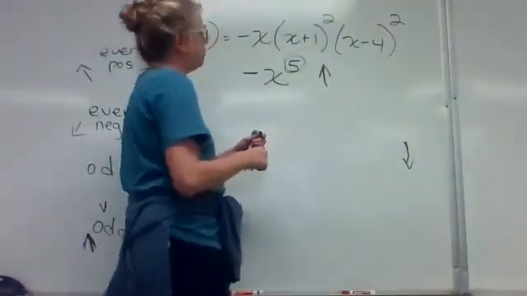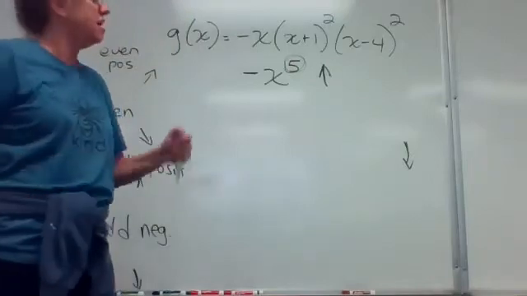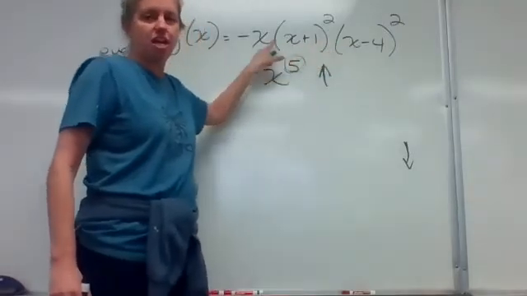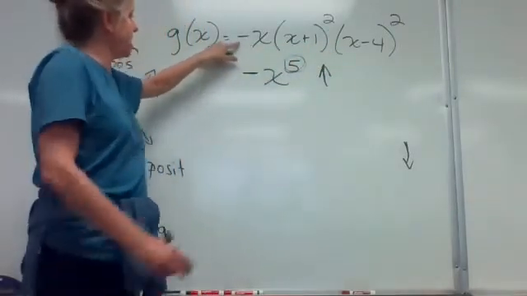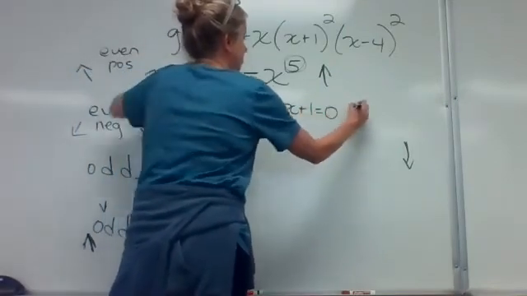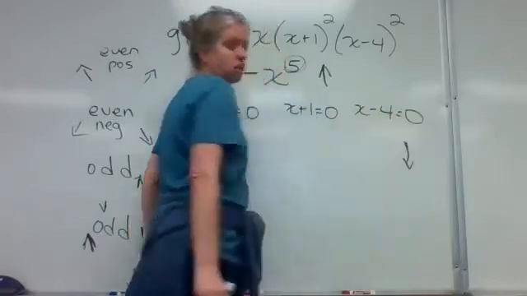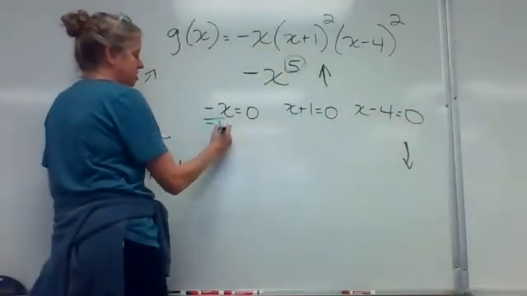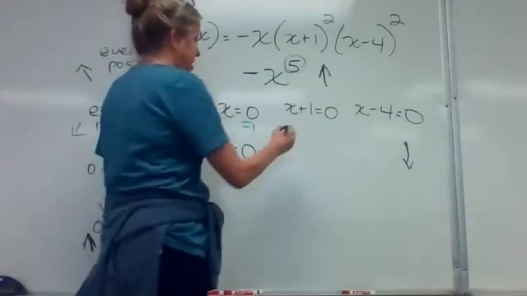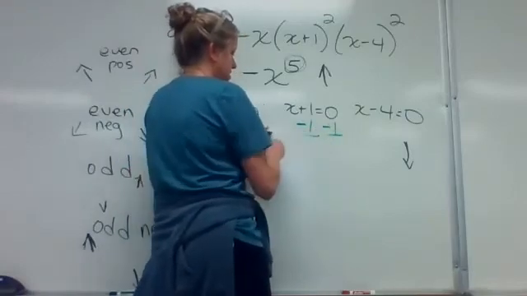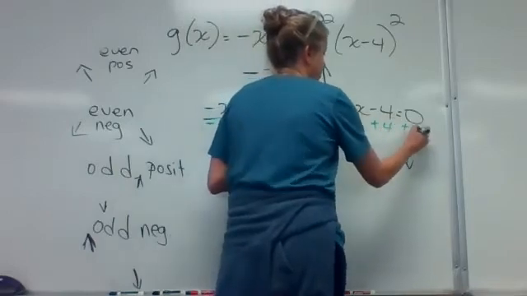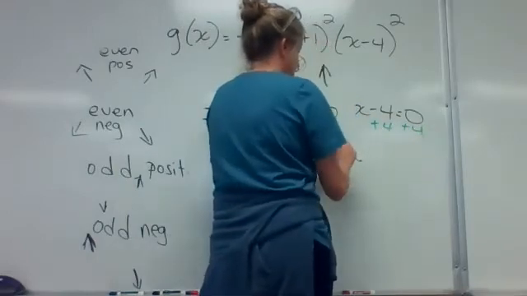Since this is in factored form, let's think about what these mean. These are telling me where the graph has x intercepts. So let's see. I set each one of these equal to 0 and solve them for x. This one I'll divide both sides by -1, but that's still just going to be 0. Here, subtract 1 from both sides. So x equals -1. And add 4 here. So x equals 4.